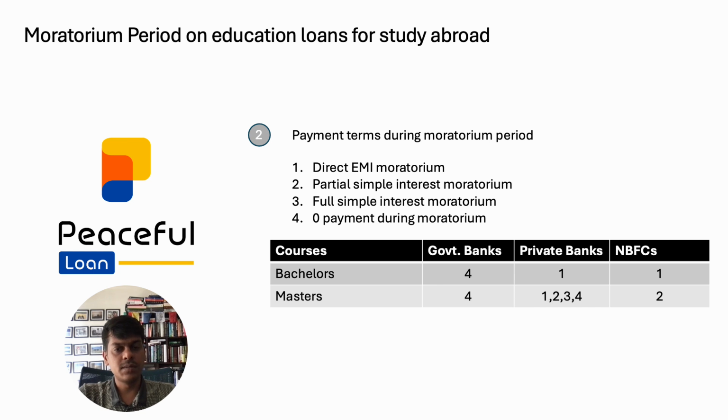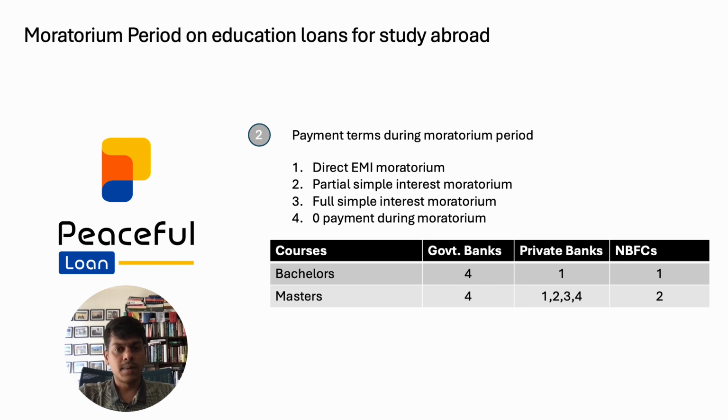And fourth, which is the best case, which I'm sure all of you students want, is zero payment during moratorium period. Now, as you can see in the table, for different types of courses, I have highlighted what options are possible. For government banks, for both bachelor's and master's, zero payment during moratorium period is possible.